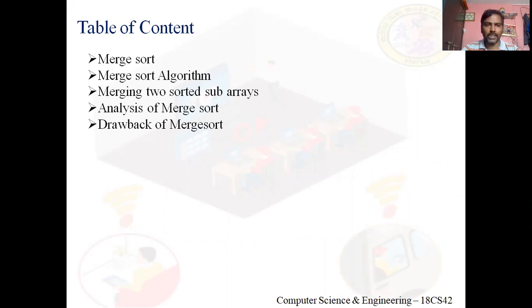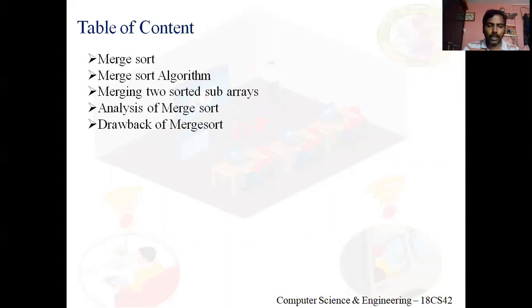You know about bubble sort, selection sort, right? Their methodology is different in sorting. Similarly, merge sort. I tell you, merge sort is the fastest and efficient sorting algorithm. Clear? So it is based on divide and conquer strategy. So what are the steps we need to follow to sort in merge sort? We'll discuss.